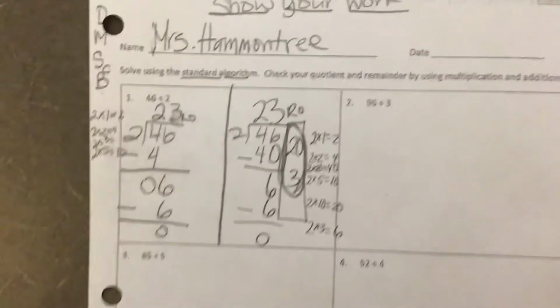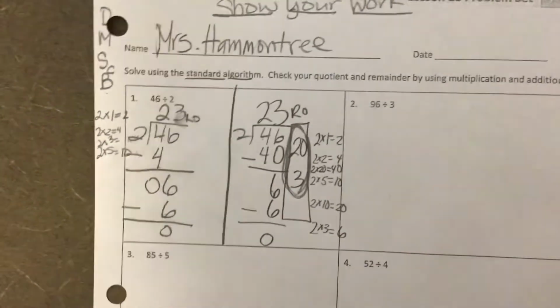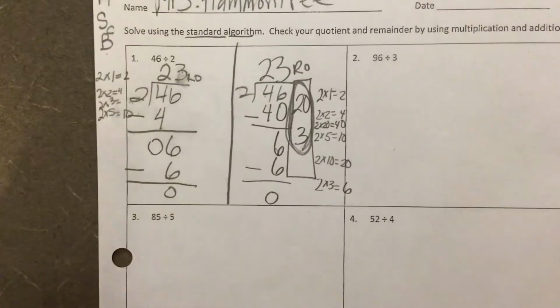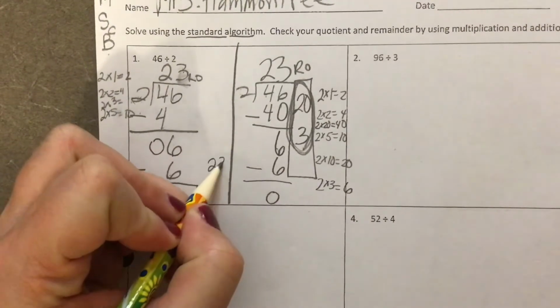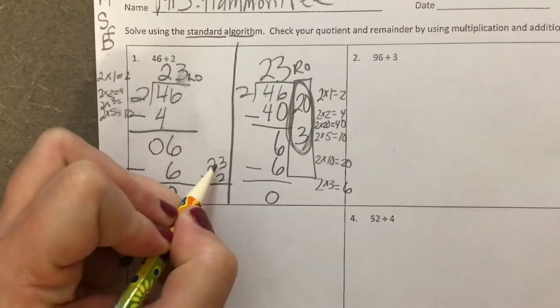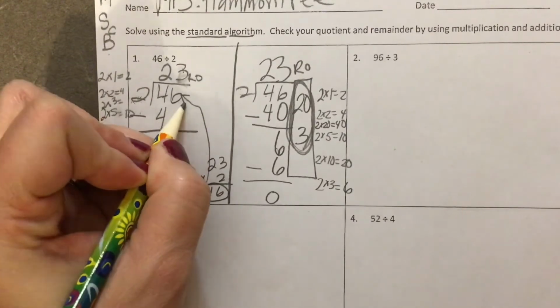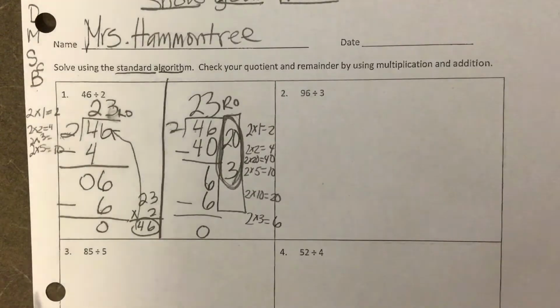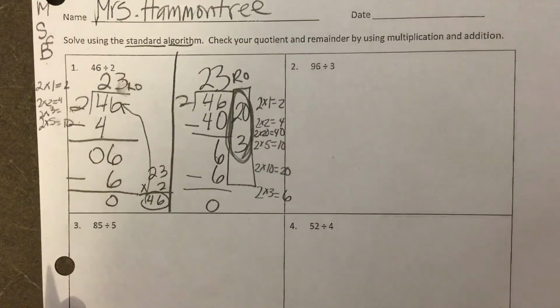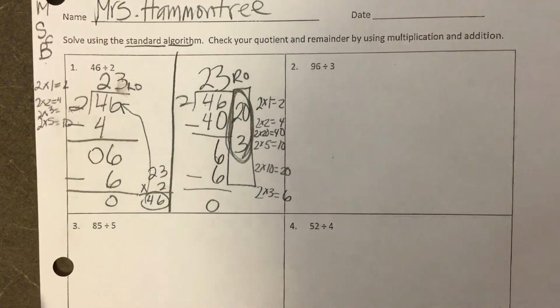But the problem is actually asking you to multiply by 2. So 23 times 2 is 46. And that gets me back to what I started with. All right, so let's do one more. Let's do this one down here.